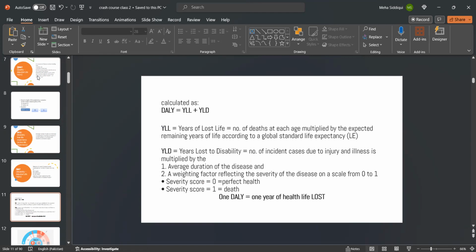Years of life lost means the number of deaths at each age multiplied by the expected remaining years of life according to a global standard life expectancy. And years lost due to disability means the number of incident cases due to injury and illness multiplied by the average duration of disease and a weighting factor reflecting the severity of disease on a scale from 0 to 1. That is the severity score. If the score is 0, it shows perfect health, and if the score is 1, it shows death. So 1 DALY is equal to 1 year of healthy life lost.